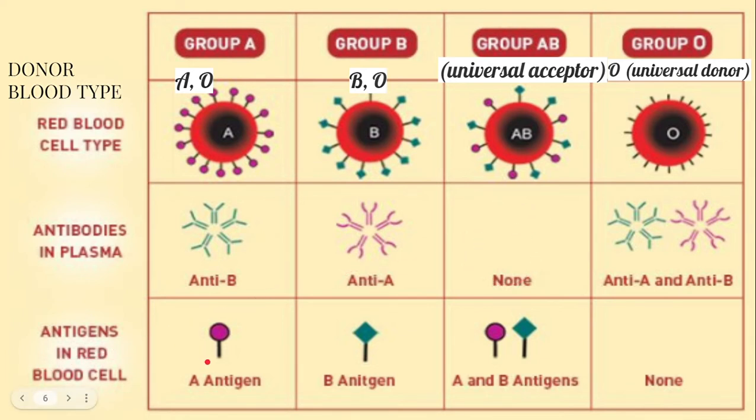Antigens in red blood cells. So in group A it is A antigen, in group B it is B antigen, in group AB, of course, by the name we can understand it is A antigen and B antigen. But in group O, there are no antigens present in RBC.